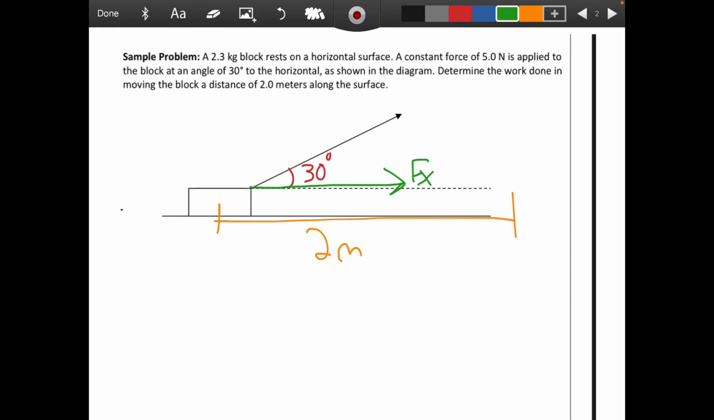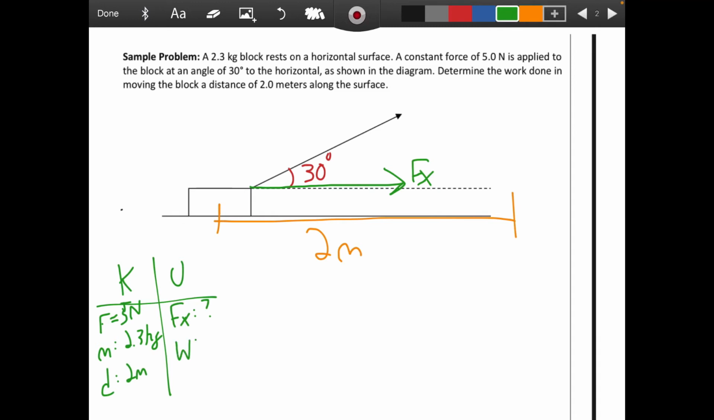If I make a knowns and unknowns chart, I know the force, 5 newtons. We know the mass. We know the displacement. We do know the angle. But I do not know the x component of the force or the work done.